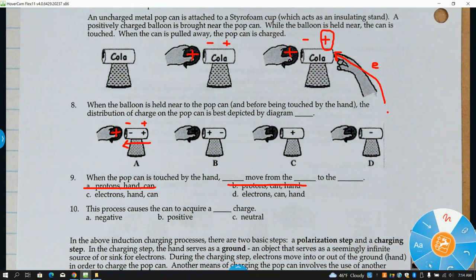The electrons go from the hand to the can. From the hand to the can. And this process caused the can to get an overall negative charge.